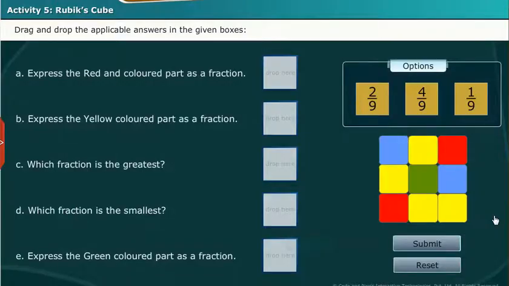Here we do an activity on Rubik's Cube. Drag and drop the applicable answers in the given boxes.